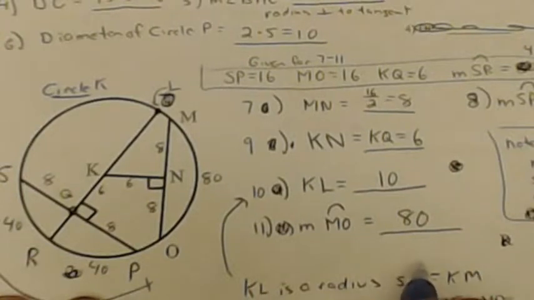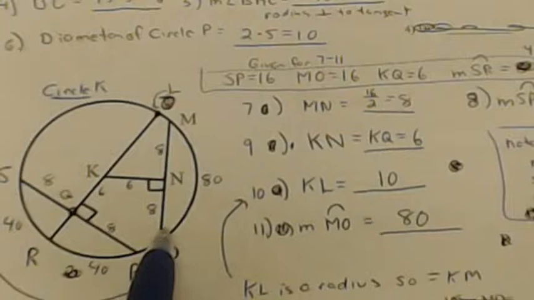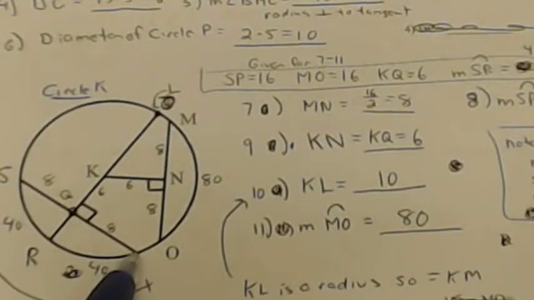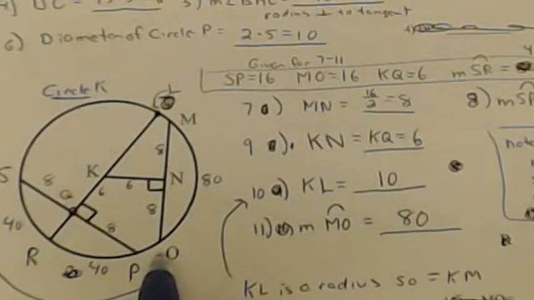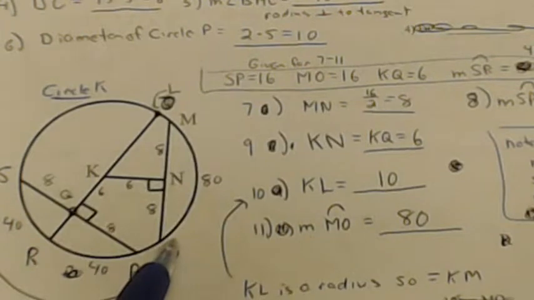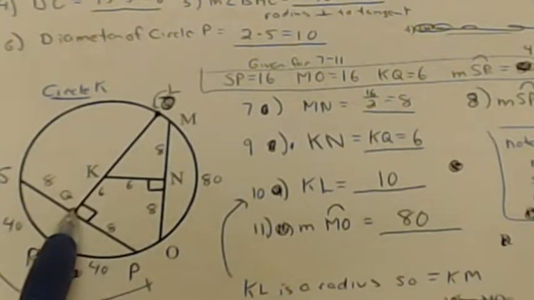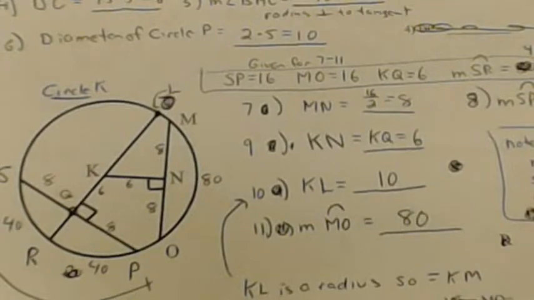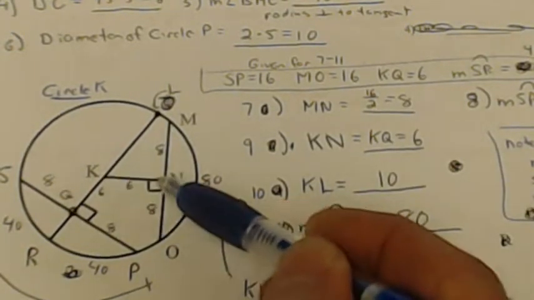because we have in the given that SP is 16 and MO is 16, we've set up the situation where you have two chords of the same length, both 16. Well, that means the arcs they determine, SP and MO, are going to be the same measure. Also, they will be the same distance from the center. KN and KQ would have to be the same length because the two chords would be the same distance from the center. So, since the given information gave us that KQ is 6, I've also got a 6 on KN now.